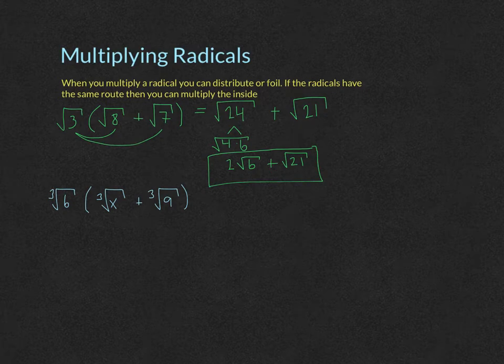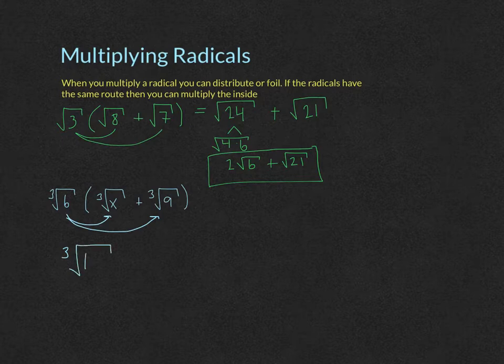Let's take a look at another one where we actually distribute. So first distribute, second simplify. So we're going to distribute that cube root of 6 through to the cube root of x plus the cube root of 9. So the first one would be, since they're both cube roots, it's the cube root of 6 times x, plus the cube root of 6 times 9, which is 54. So there's the first step, doing the distributing.